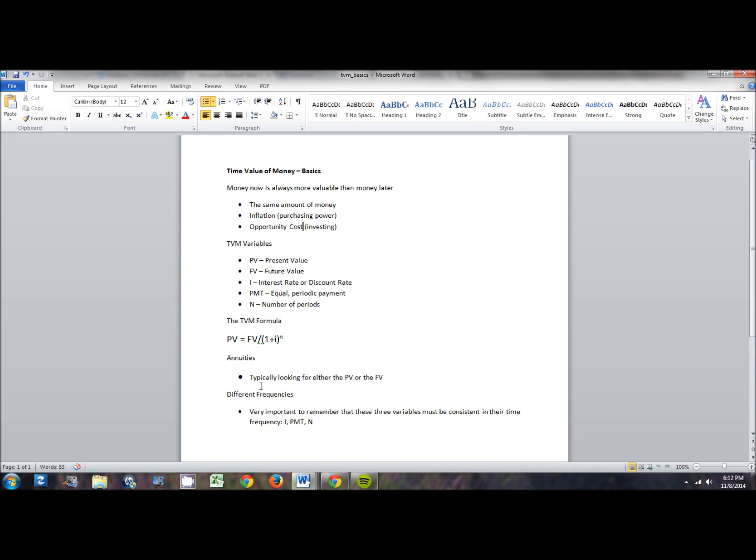Different frequencies, this is where things start to get ratcheted up slightly to a slightly higher level, but still definitely within everybody's capabilities. What you have to understand is that these three variables in the time value of money section, I, payment, and N, must all have the same time frequency. They all must share consistency in their time frequency. In other words, if one of them is yearly, they all have to be yearly. If one of them is monthly, they all have to be monthly. You can't put one in yearly and one in monthly and expect to get the right answer. You're feeding the calculator or the equation inconsistent information.